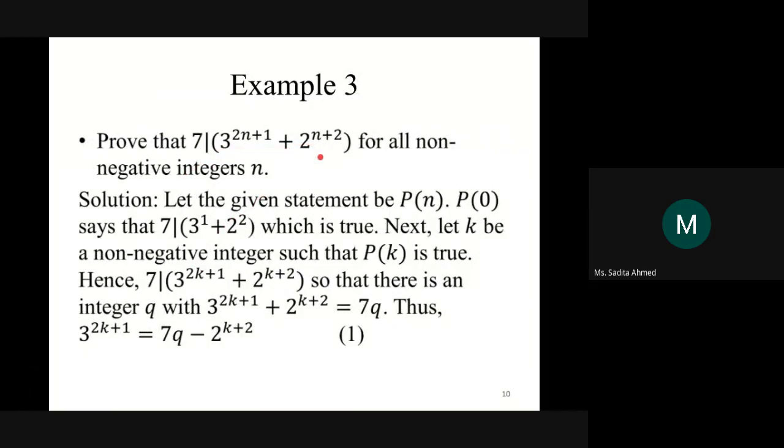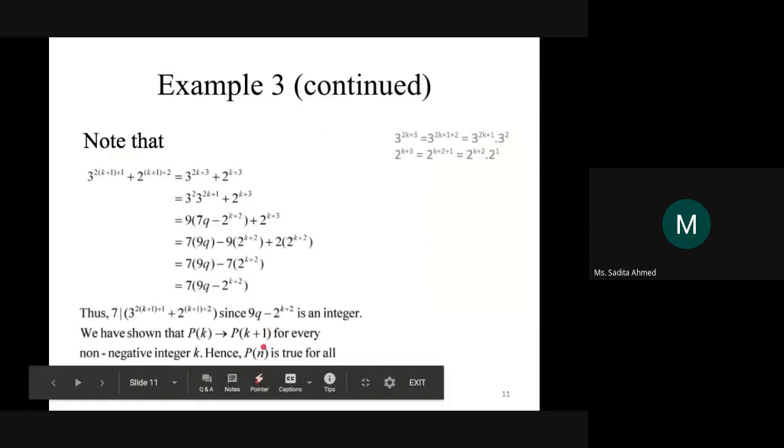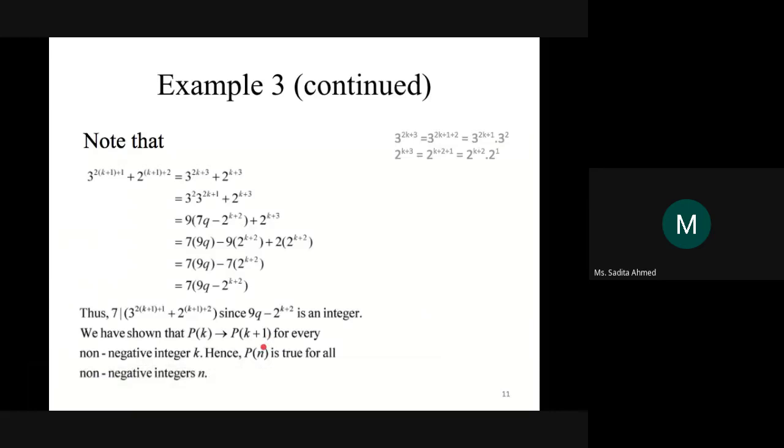Based on the rules of induction, we proved in the basic step that it's true for 0, the base case. And then, assuming that it's true for k, we proved that this statement is true for k plus 1. Hence, combining the basic step and the inductive step together, we can say that Pn is true for all non-negative integers n, not all integers, based on the rules of induction. There you go.